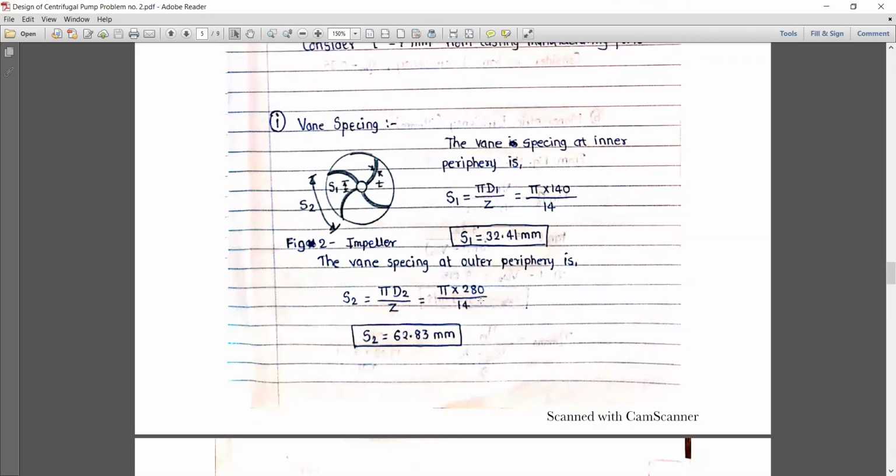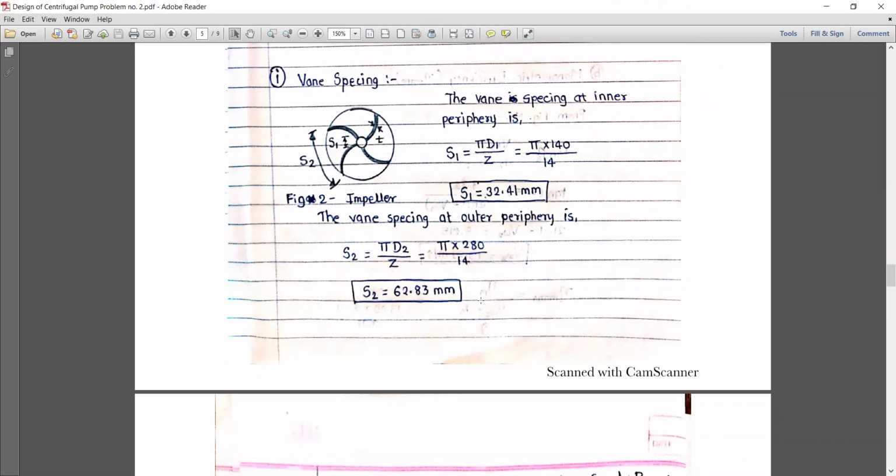Next one, now we have to decide the spacing of those vanes. We have 14 vanes, so we have to specify them on a particular peripheral diagram. For the inner periphery spacing, we can calculate S1, which is shown in the diagram. S1 is equal to pi d1 divided by z. So we get S1 is equal to 32.41 mm. For the internal periphery, it is spaced with a peripheral distance of 32.41. And for the outer periphery spacing, S2 is equal to pi d2 divided by z. We get S2 is equal to 62.83.